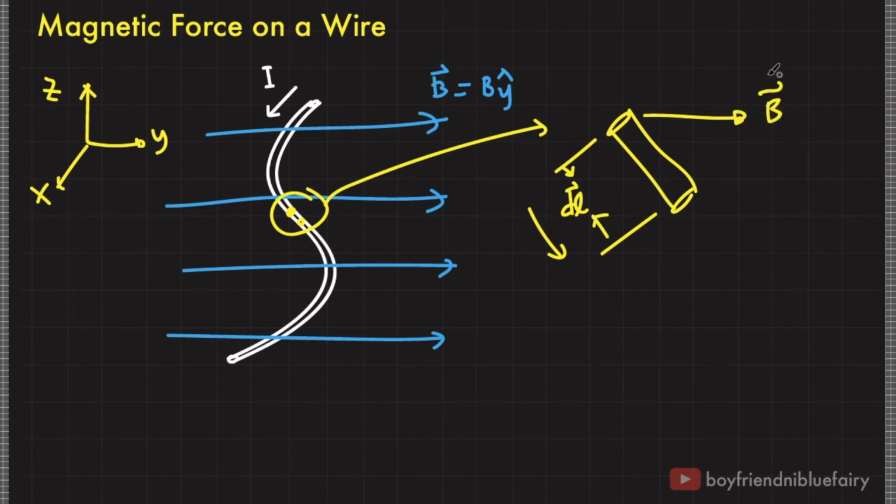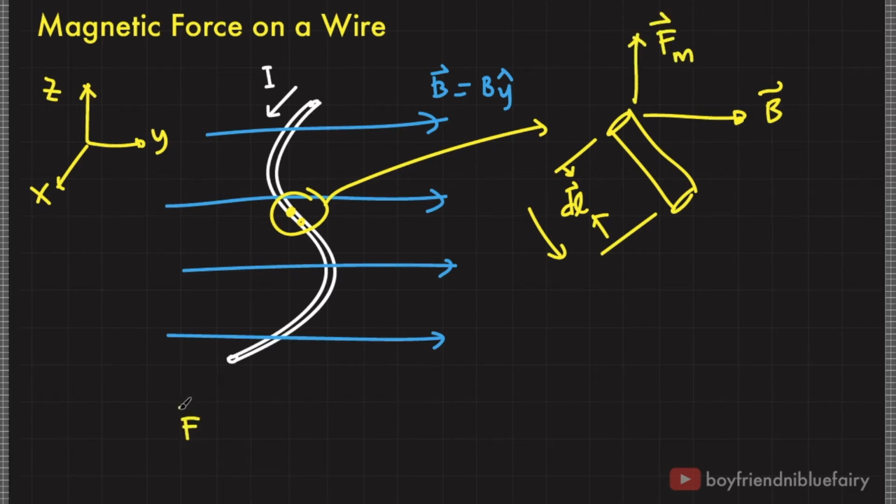I made a separate video discussing the first right-hand rule and the second right-hand rule used in electromagnetism. Please watch this video. The link of this video is in the description box below. So using the right-hand rule, the resulting magnetic force points this way.